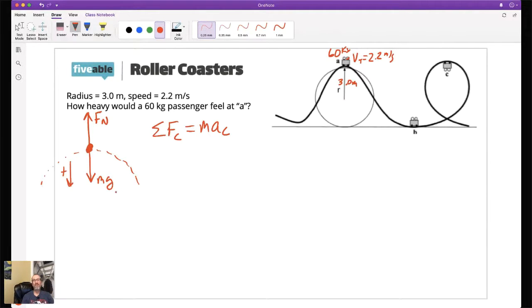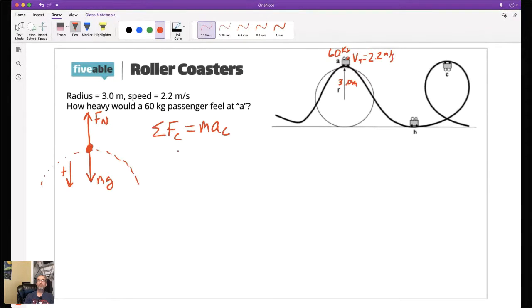So I wouldn't even say down. I would say towards the center of the circle. And for this one, it is mg. For the next one we're going to do, it's going to be Fn. And it's going to be the same type of picture. It's just going to look different. So here we go. We don't know which one of these two is bigger. We're going to find it out here in just a second.